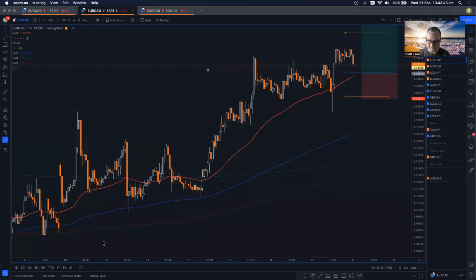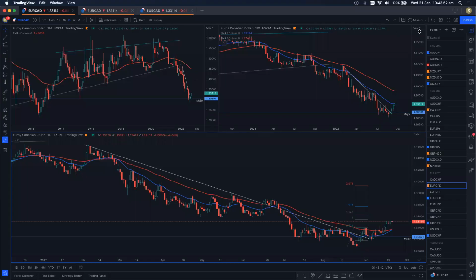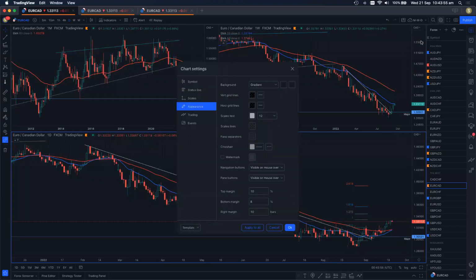So using some shortcut keys, we'll do that. And then we'll do that. Good. Right, EuroCAD, with higher time frames first. So I should have switched on the watermark so you can see exactly what I'm looking at.